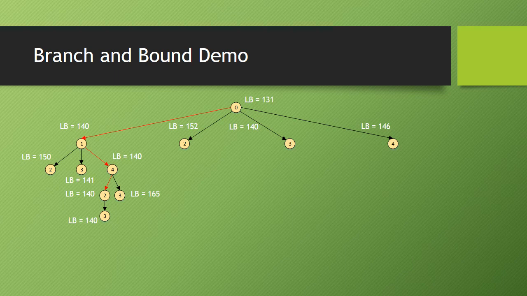And then if we compare our lower bound of 140 at the end of our tree here, we still see that that is the lowest bound on the tree, which means we have found the optimal solution.